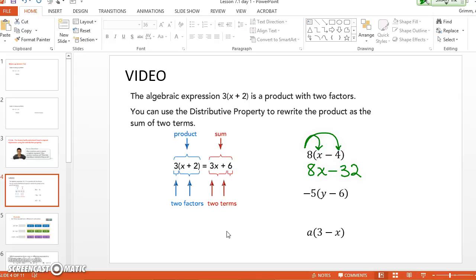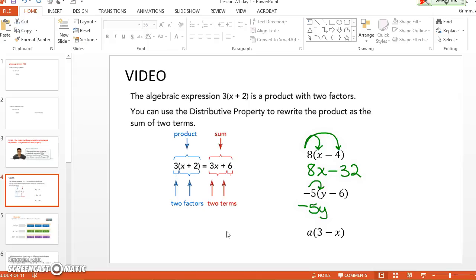This one gets a little trickier. So I have negative 5 times y. Negative 5 times y would still be negative 5y. Here's the tricky part though. What have I taught you to do with all subtraction signs?